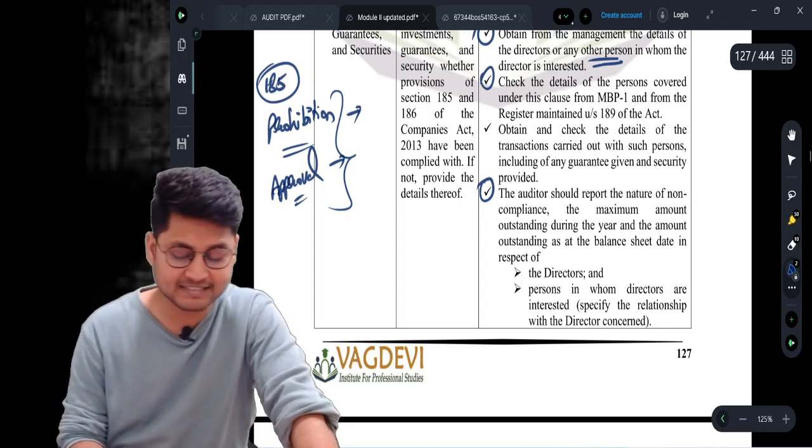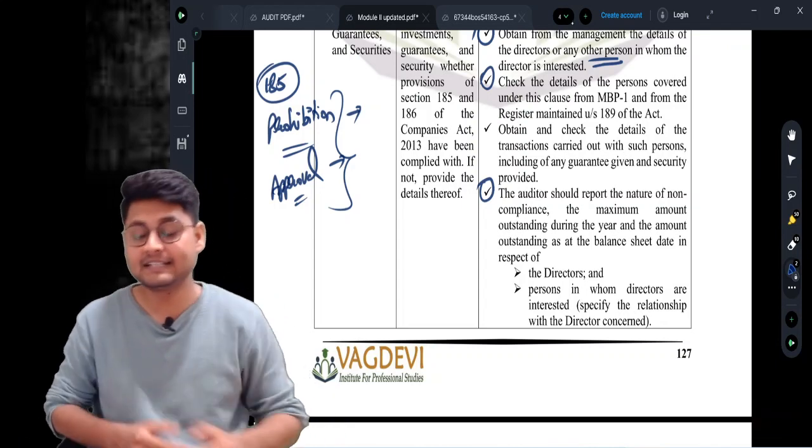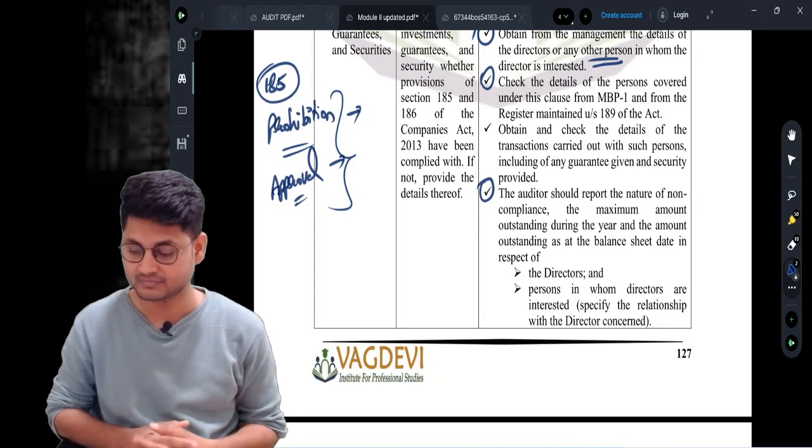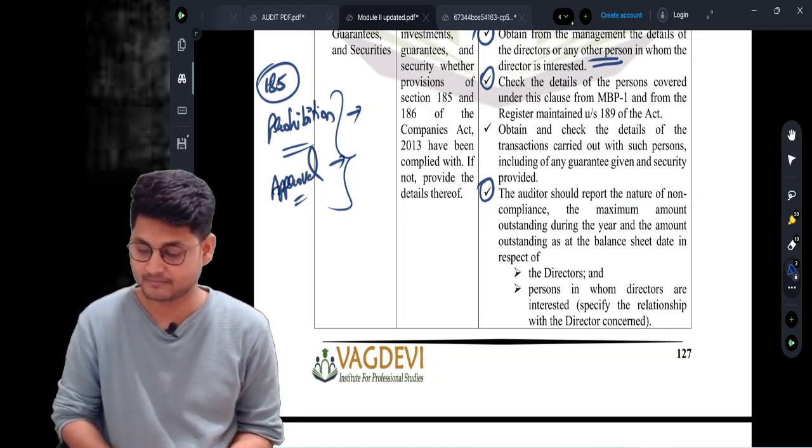Check the details of transactions carried out with such persons.